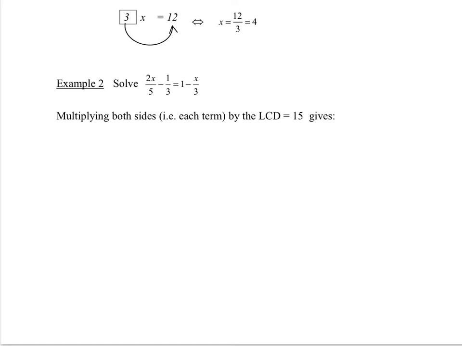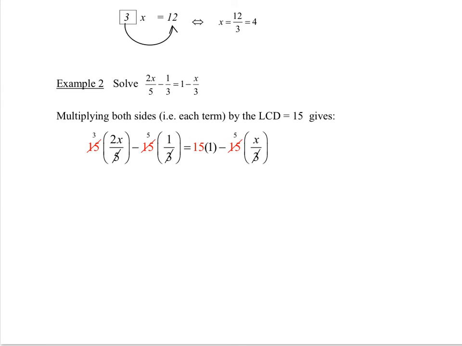Now look what happens when you multiply each term by 15. When the 15 multiplies the 2x over 5, the 15 and the 5 cancel to give us just 3. Over here, when we do the 15 times 1/3, well, 15 divided by 3 is 5. That's why we have 5 up here. We also have 15 times 1. We have 15 times x minus 3. The 15 and the 3 cancel to give us 5.